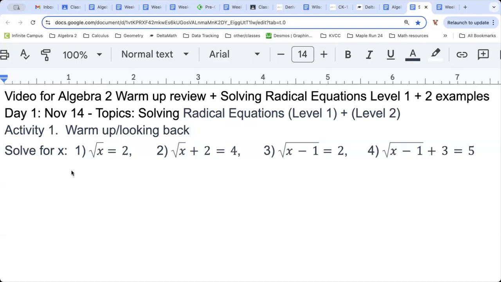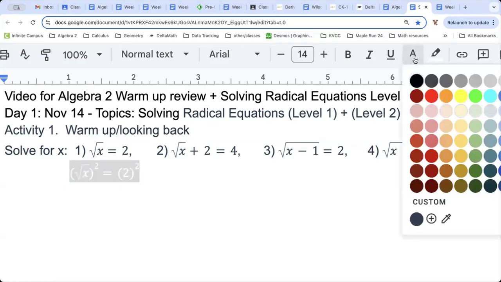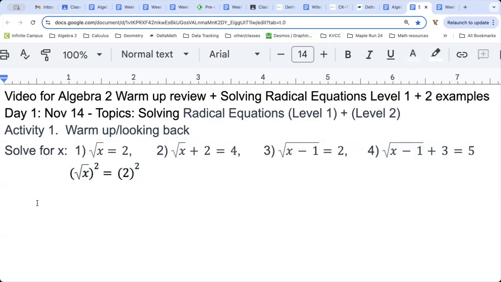All right, so in order to solve for x, at the end you want x all by itself. However, we have a square root on x. So what we need to do first is square on both sides. As a result, the square root sign goes away, and x is isolated. That's exactly what we want.